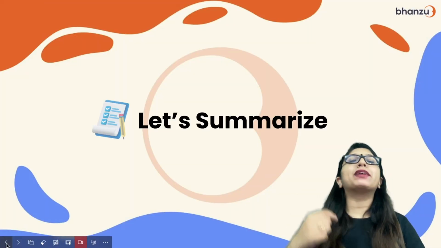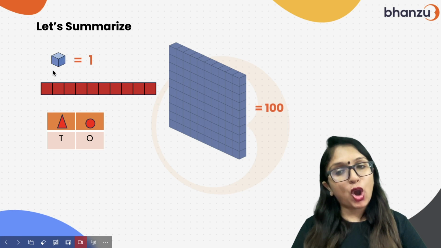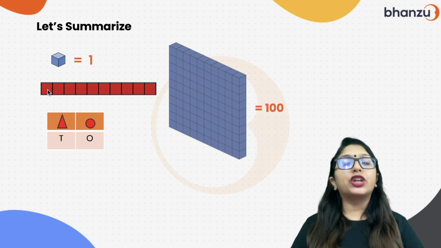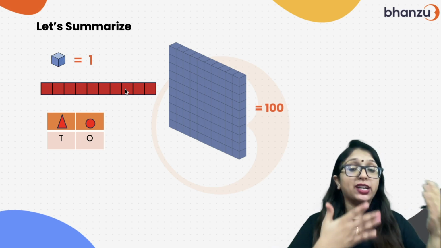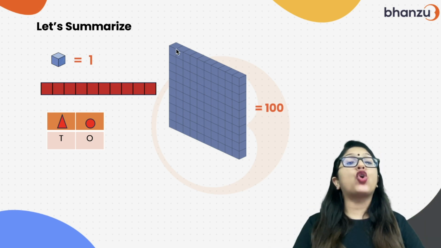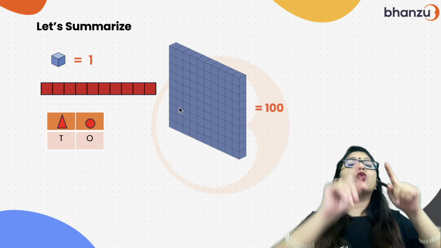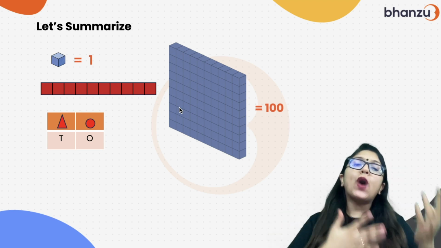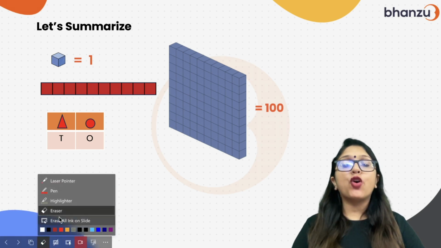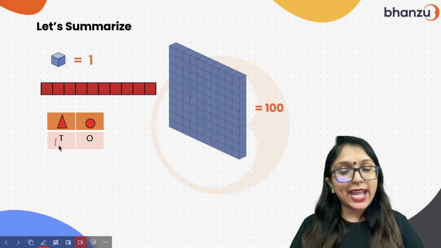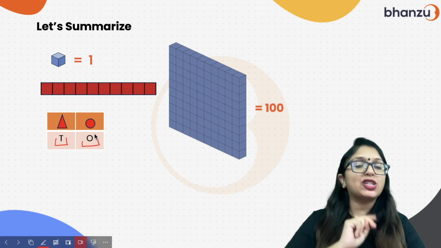So let's quickly summarize what we learned today. We learned what is block, right? And then we learned about a strip, right? When we join the 10 units together, we get a strip. And when we join 10 strips side by side, we will be getting one big block of 100 blocks, right? And then we also focused on what is tens and what is ones. We learned about these 2 place values.